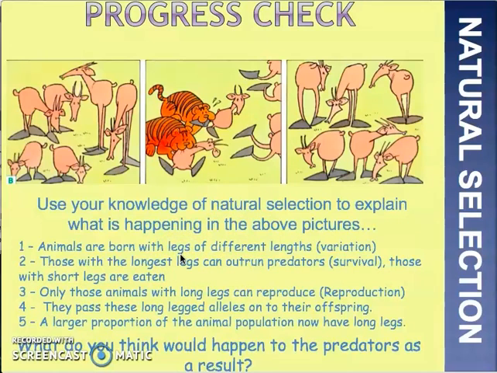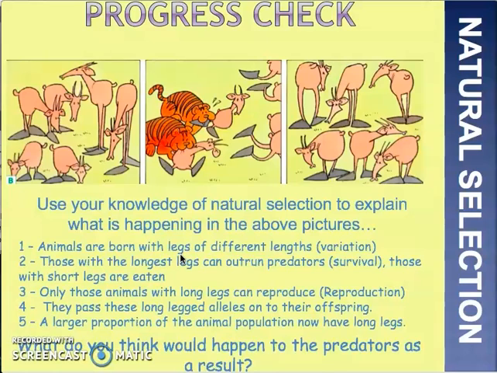And the fourth point is, because they are reproducing, there is a possibility that they will pass on the allele for the long legs to their offspring, and therefore a larger proportion of the population will now have longer legs. So that is natural selection. The characteristic that is more beneficial is now being passed on. The characteristic that is less beneficial won't be passed on.